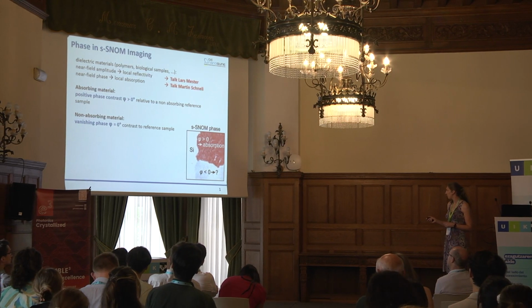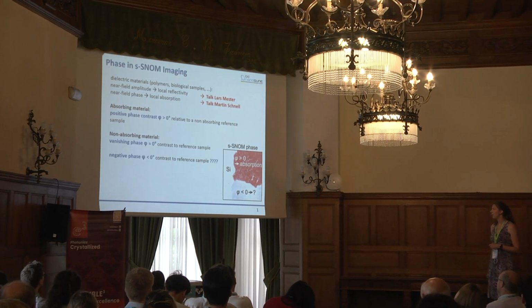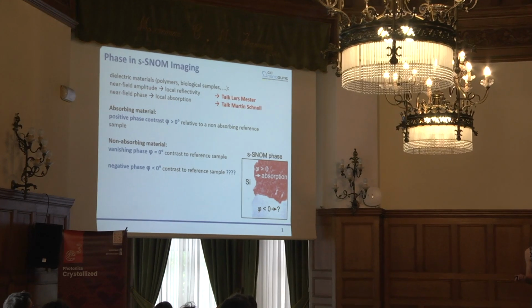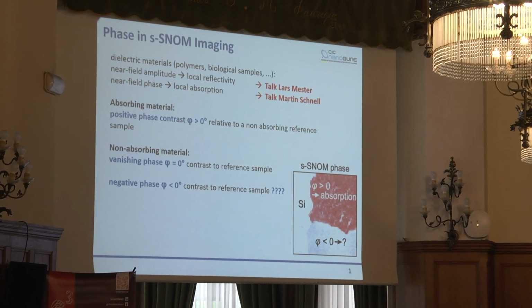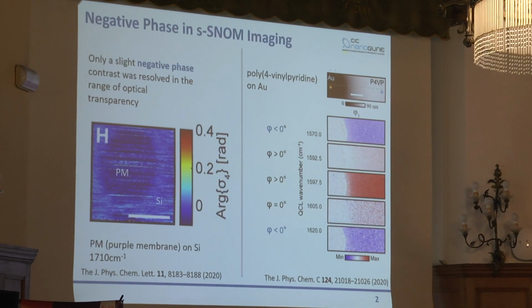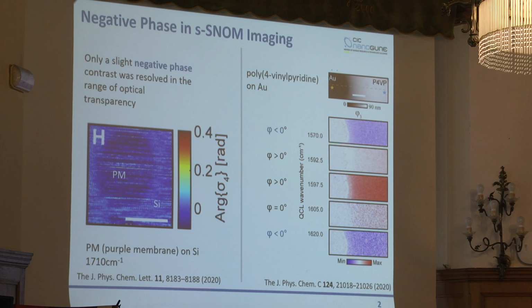But what you sometimes observe is what you see here: this bluish area is a negative phase. And the question is, what does this mean? Because in principle, the phase should be 0 or higher than 0. So actually, this is a phenomenon which is observed quite often. These are two examples from literature.